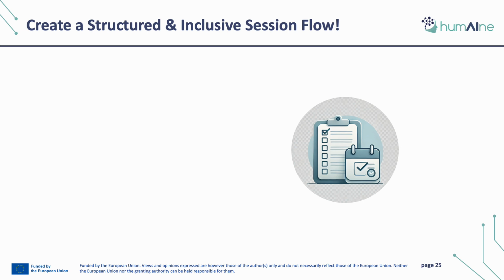Our third tip is about creating a structured and inclusive session flow. A good co-creation session doesn't just happen. It needs a clear methodology to keep participants focused and engaged. Think of the structure as your roadmap. It makes sure no key activity is skipped and that everyone understands the objectives.